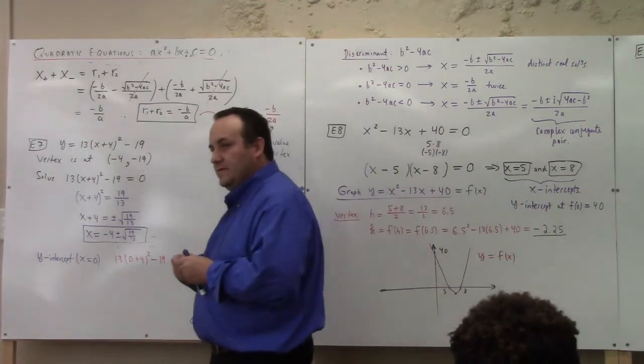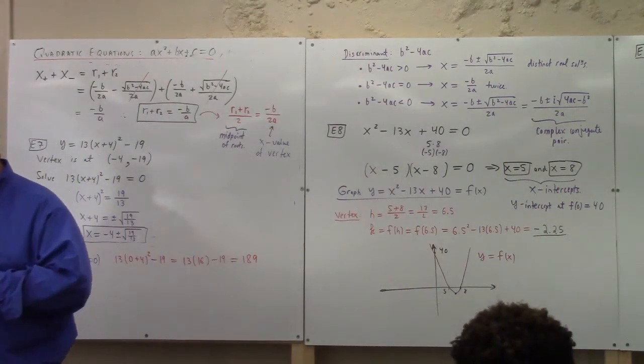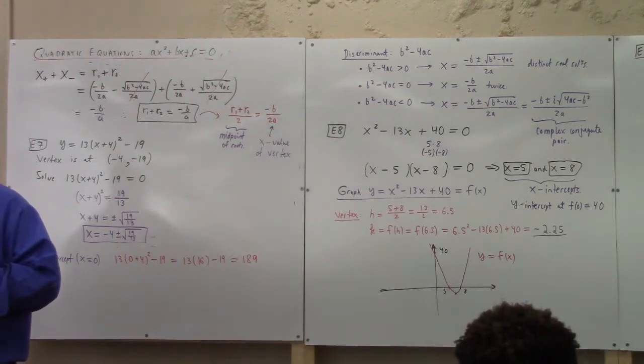Parabola opens up. We want to define the minimum value. The minimum value is minus 2.25. It can't get smaller than that, but it can always get bigger.